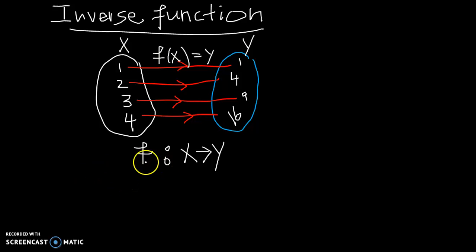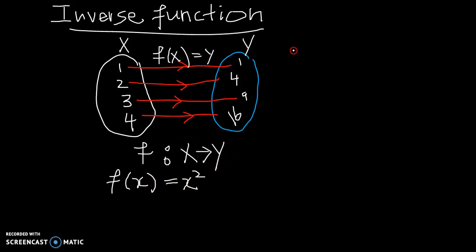Am I correct? Right. Now f is a function from x to y. What is the exact function here? When you take x, you get y. So f of x is equal to x square. Am I correct? If you put 1 here, you will get 1. If you put 2 here, you will get 4. If you put 3 here, you will get 9. If you put 4 here, you will get 16. So this is the exact function from x to y.